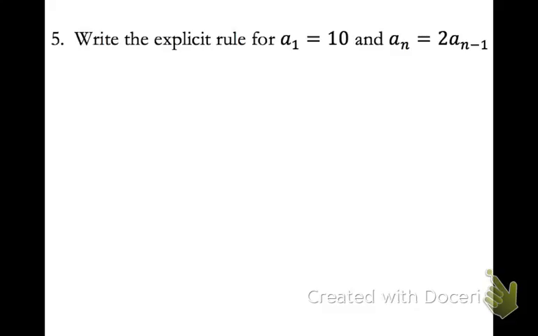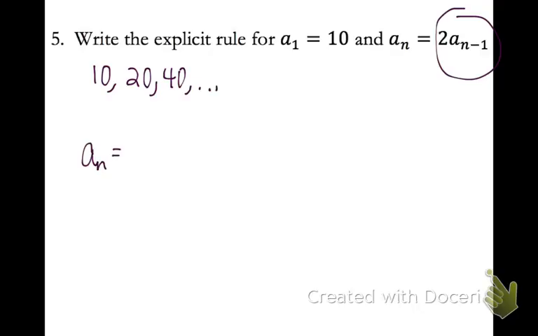Okay, same idea here, except now it's geometric because I'm multiplying over here. So write out the first few terms of my sequence. My first term is 10. This says I'm going to take my previous term times 2, so 20, 40, and so on. My explicit rule is going to be my first term times my common ratio, which is 2, to the n minus 1.